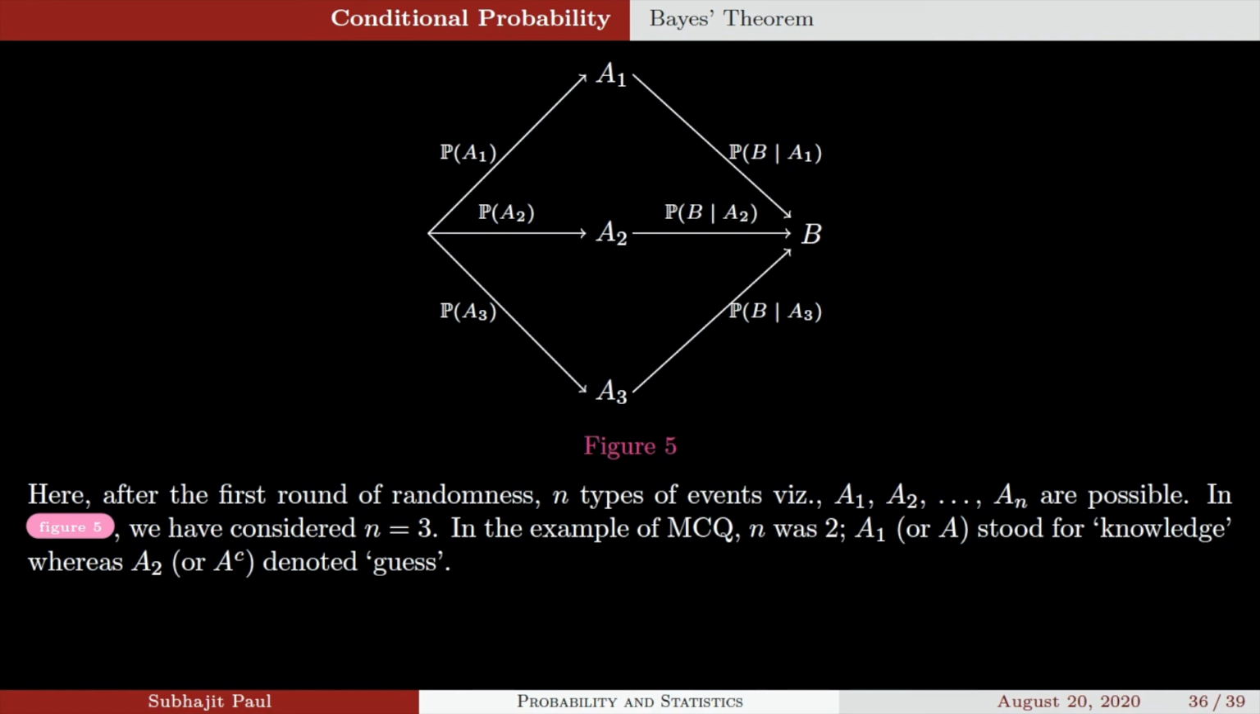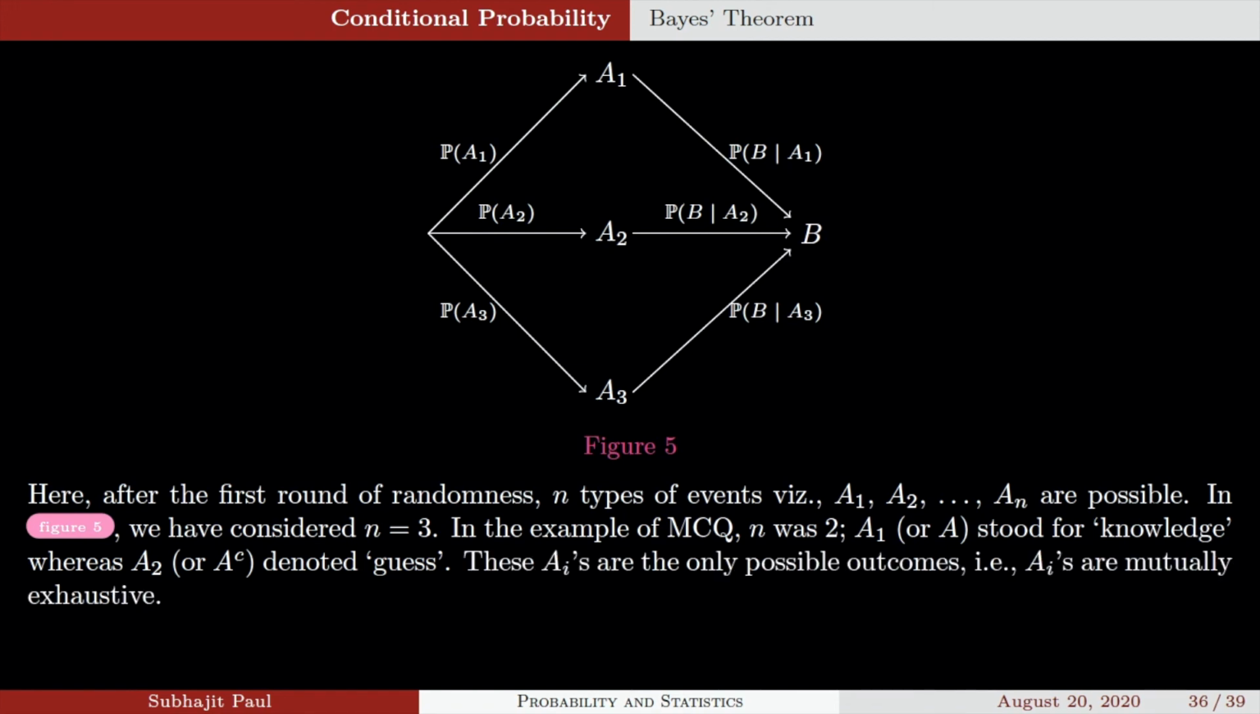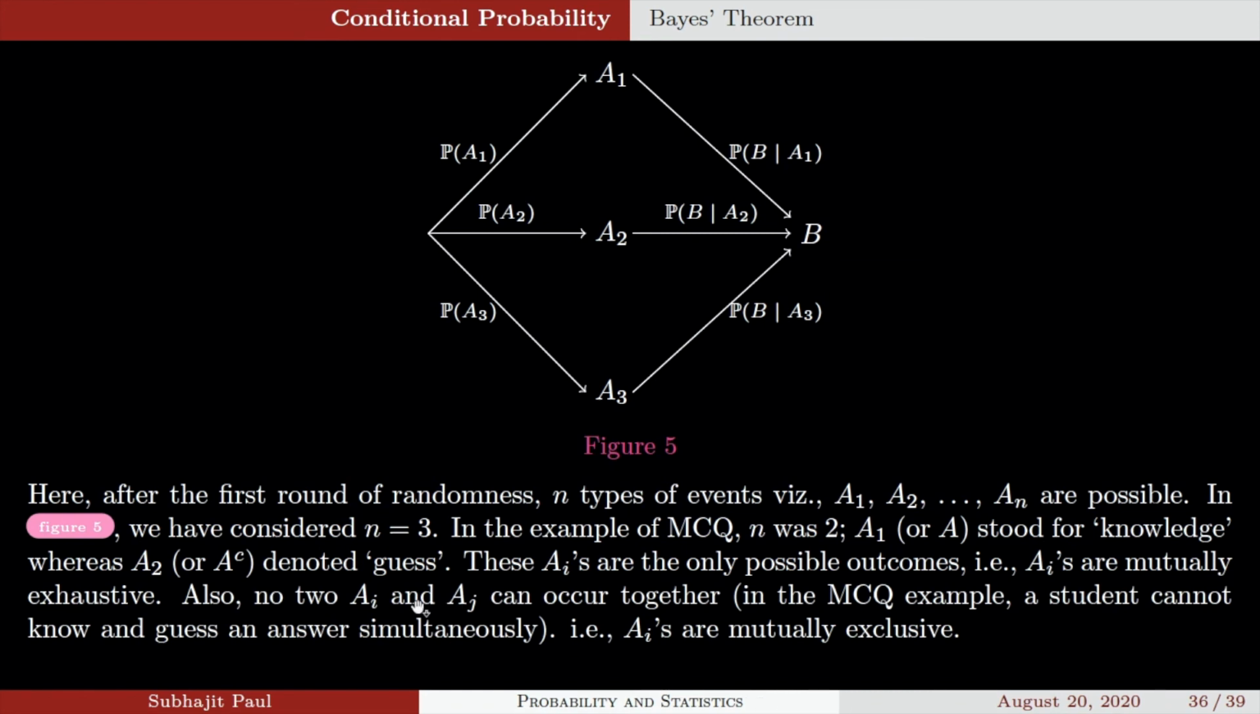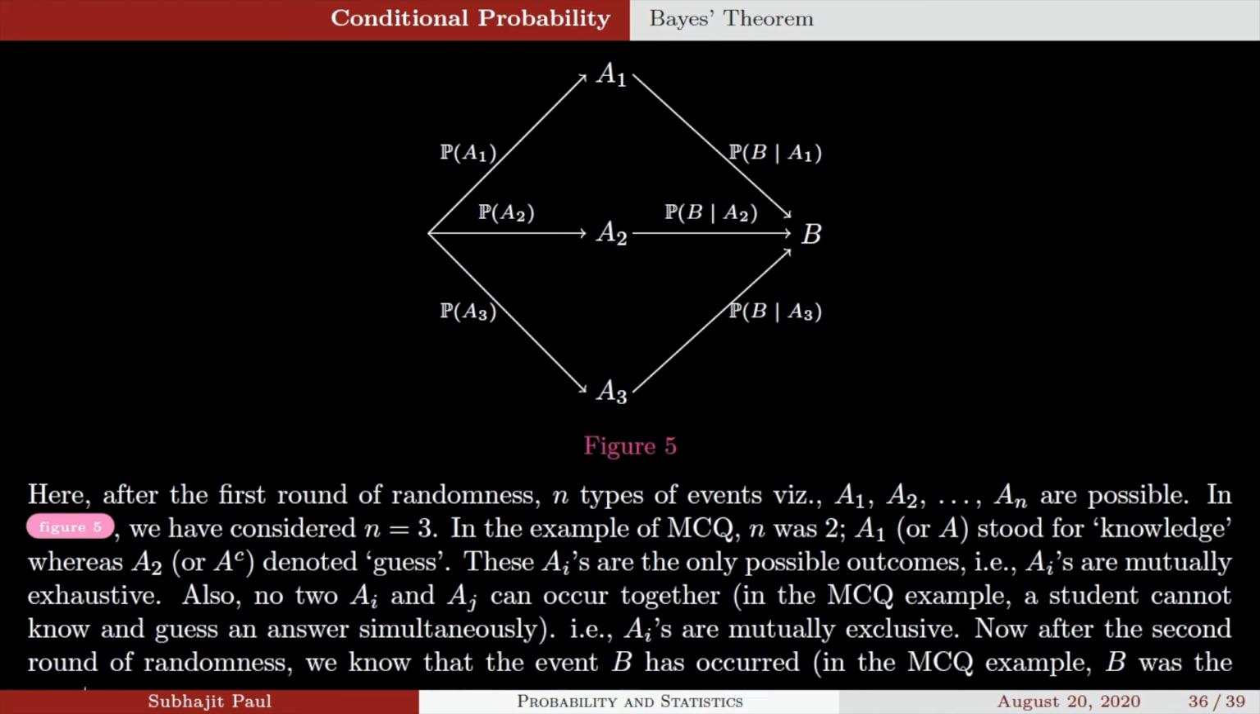In the example of an MCQ, n was 2. A1 or A, let us call, stood for knowledge, where A2 or A complement denoted guess. These Ai's are the only possible outcomes. That is, Ai's are mutually exhaustive. Also, no two Ai and Aj can occur together. In the MCQ example, a student cannot know and guess an answer simultaneously. That is, Ai's are mutually exclusive.